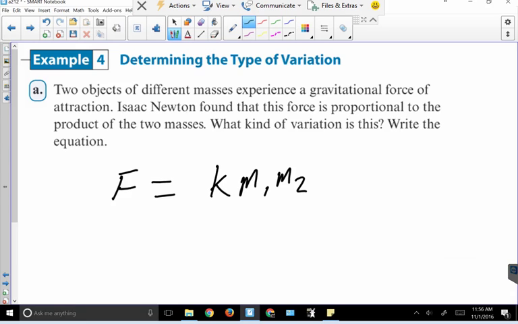What type of variation is this? Is this direct variation, joint variation, or inverse variation? Well, how many pieces do you got in there? 2. So if it's more than one piece, it's got to be joint. Doesn't matter where the stuff is at. If it's more than one, it's going to be joint.